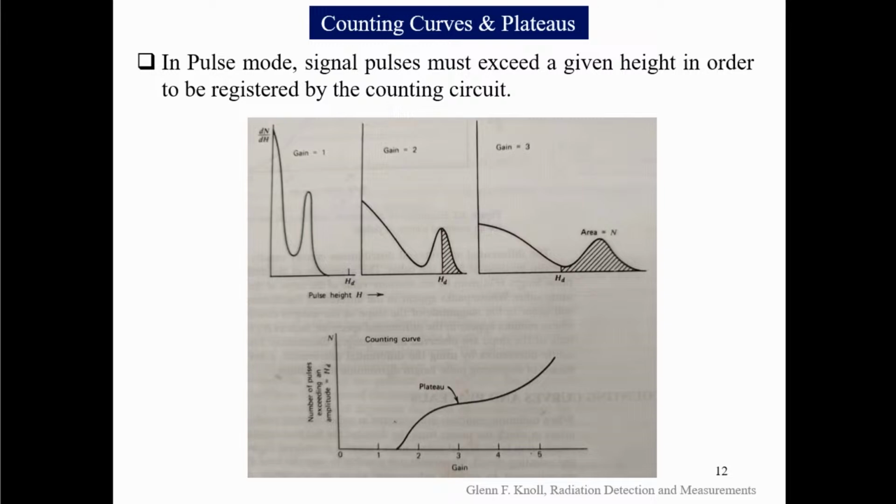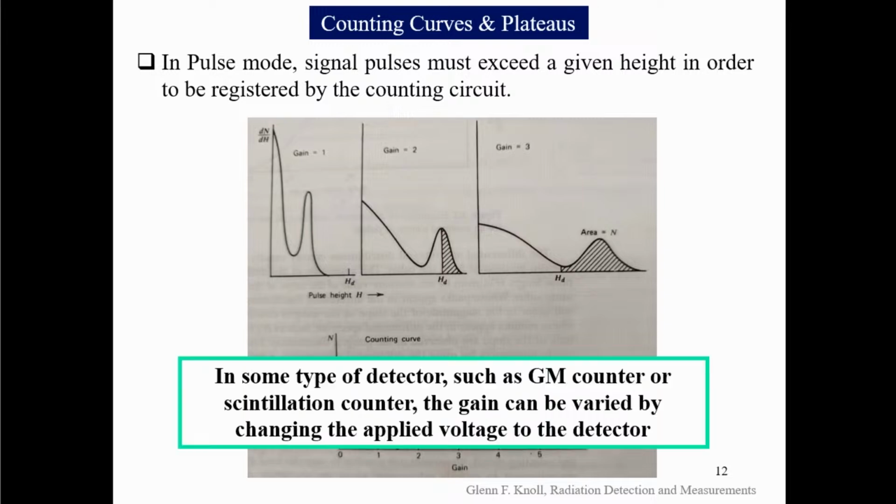So, that way you actually generated this GM plateau, right. You did your experiment in GM. So, you kept on increasing the applied voltage, and by applying the voltage, you shifted it to higher and higher and attained a plateau. So, in some types of detector such as a GM counter or a scintillation detector, the gain can be varied by changing the applied voltage to the detector.